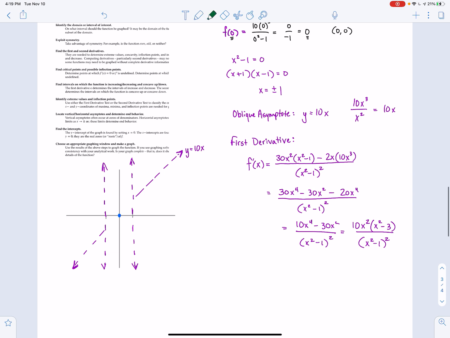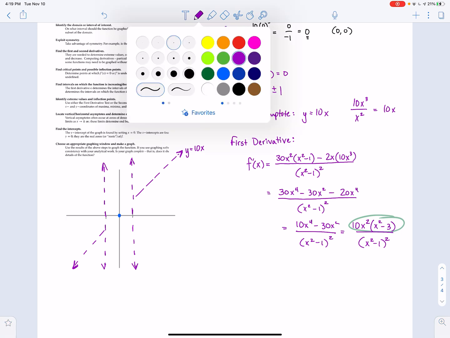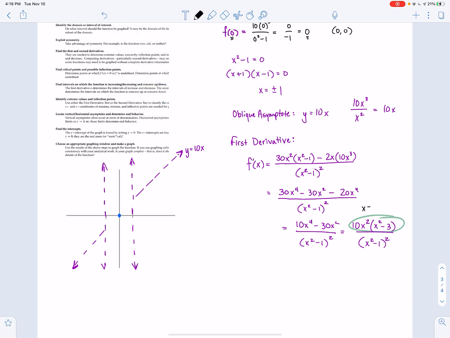And because the first derivative is a rational function, we are going to look where the numerator is equal to 0. And here we go. We're going to take a look. So obviously x equals 0 is an option. And then x squared minus 3 equals 0 is an option. So we need to be looking at x equals plus or minus root 3.